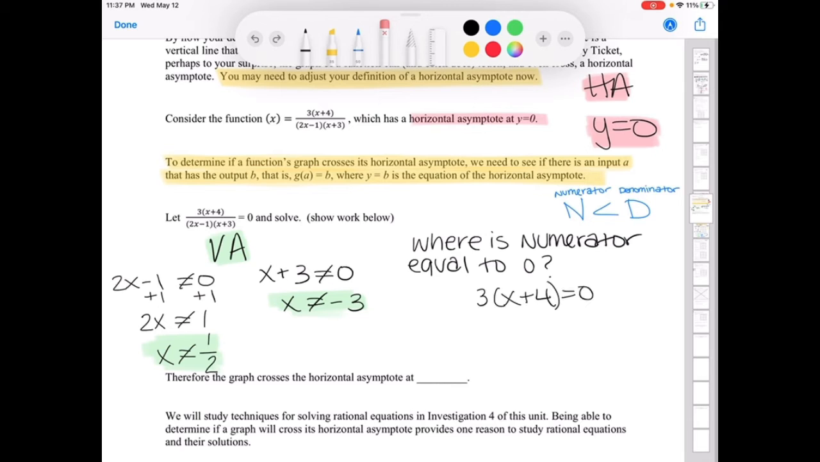So I'm going to set the numerator equal to 0. And here you can actually divide by 3 on both sides just to get the x plus 4 alone. Then you can subtract 4 on either side to get x is equal to -4. So because x is equal to -4, that's going to tell you that at (-4, 0) is where you're going to have a cross on your horizontal asymptote.